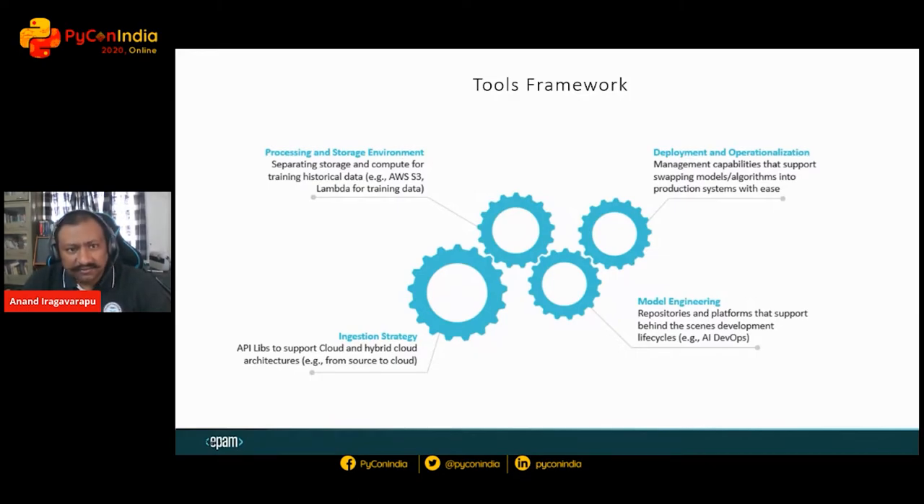Similarly, in case of storage, we need to store it in HDFS, S3, or something equivalent. The framework should also help us in following the engineering best practices, wherein we need support in terms of Git repository versioning, model versioning, code versioning.